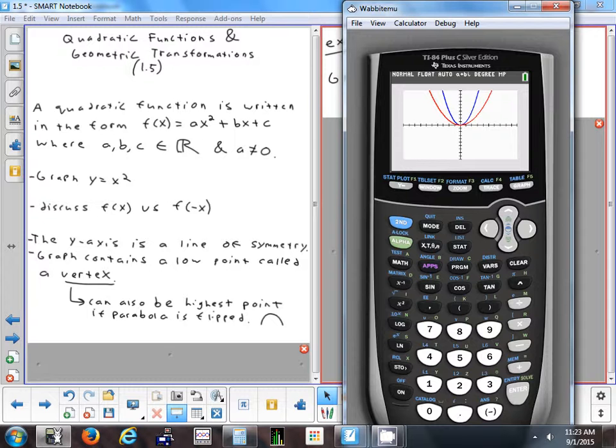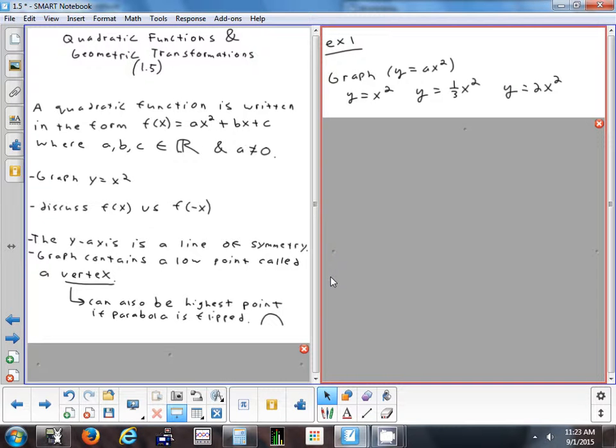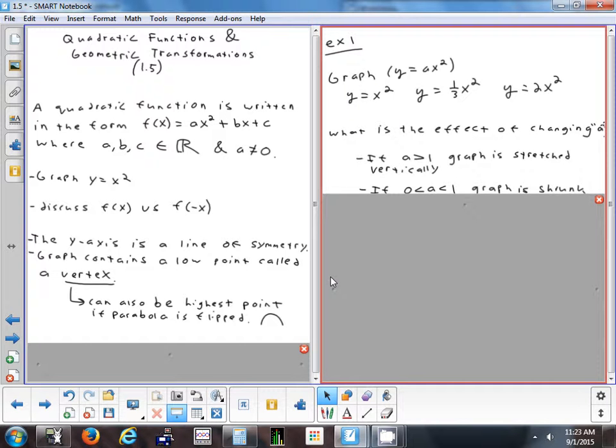Yeah? With the coefficient, if the coefficient is greater than 1, it's going to be narrower. If it's less than 1, it's going to be wider. Yeah. So if the coefficient is greater than 1, it's going to stretch the graph vertically, which makes it look narrower. If the coefficient is between 0 and 1, like 1/3, 1/2, things like that, it's going to compress the graph vertically, which makes it look wider. So we'll think of it as a vertical stretch or a vertical compression. Okay, one of the two.